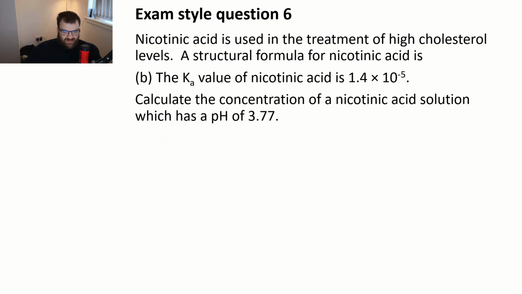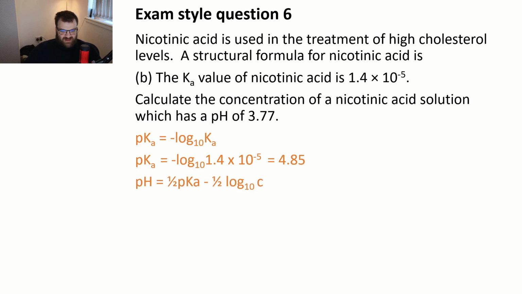The follow-up to that question is asking us for the concentration, giving us the Ka value of it. Now, the calculation we use involves pKa, not Ka. So the first thing I think we should do is turn Ka into pKa by doing minus log to the base 10 of it. Popping those values in gives us 4.85.